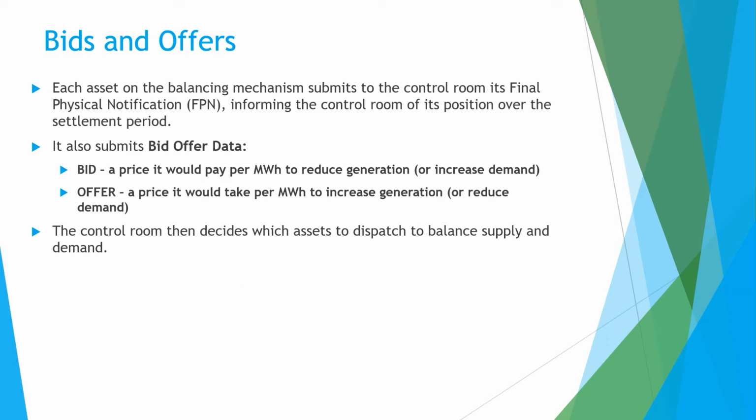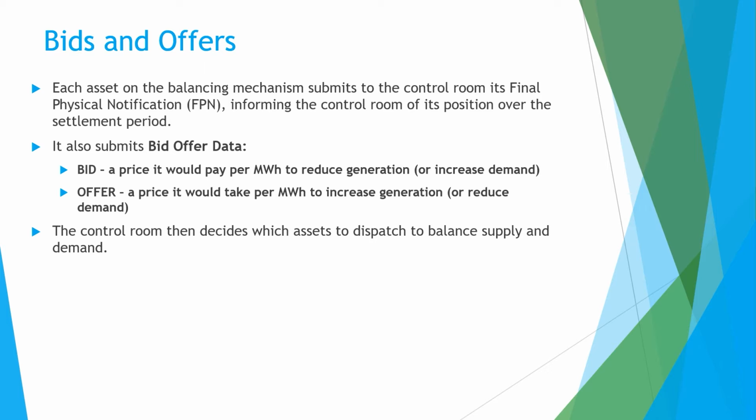So there are various assets operating on the balancing mechanism. They can be gas turbines, coal, hydro, wind, but each asset will be submitting to the control room its final physical notification, and this will inform the control room of its position over the next settlement period. So will it be increasing, decreasing, or keeping the same level of generation over the next half hour? And along with that, it will also submit bid offer data.